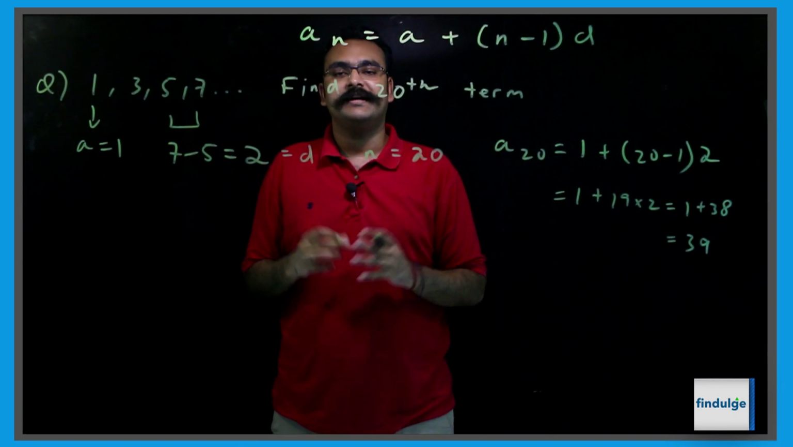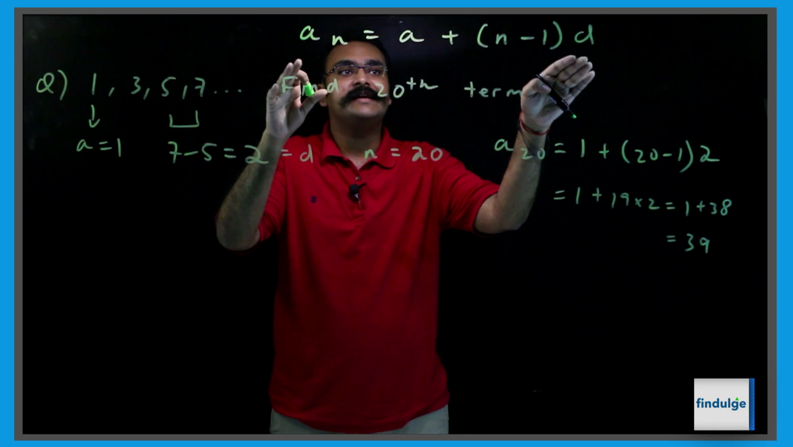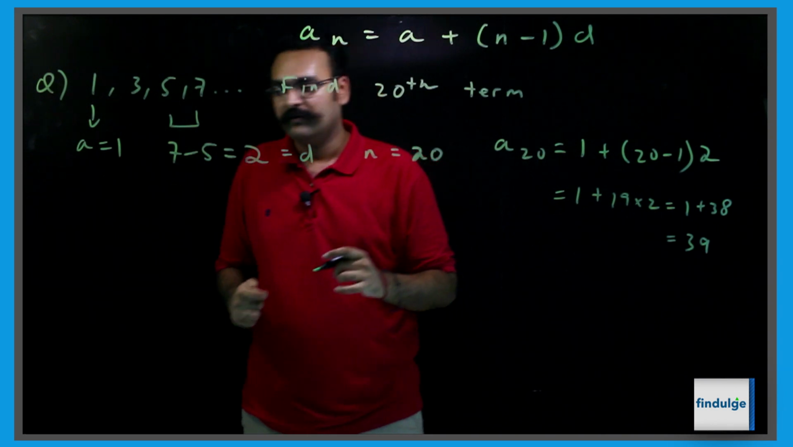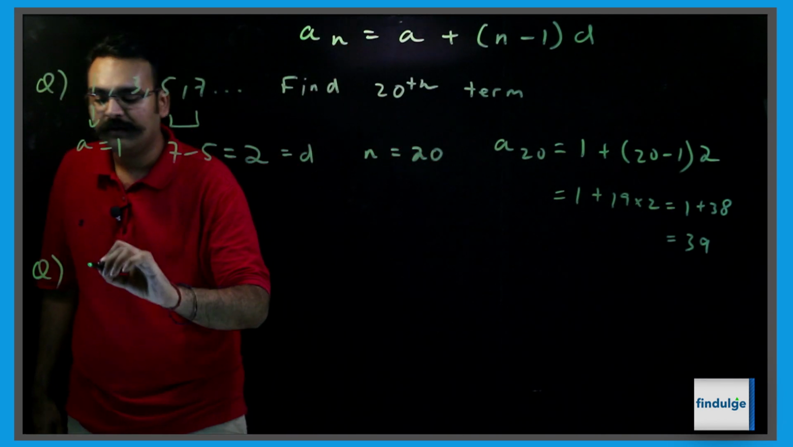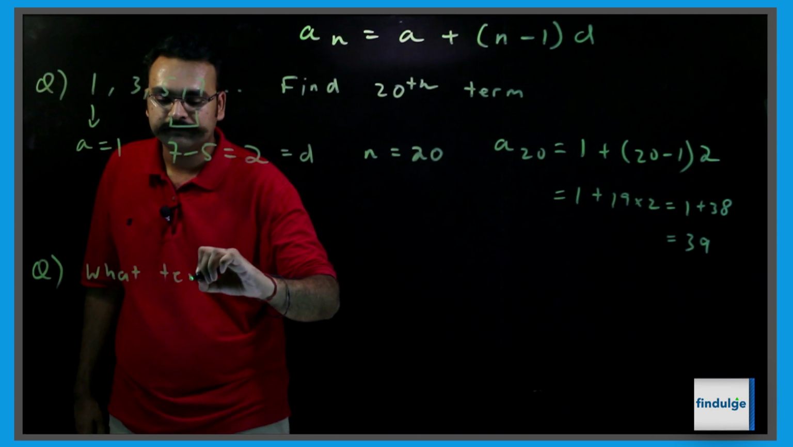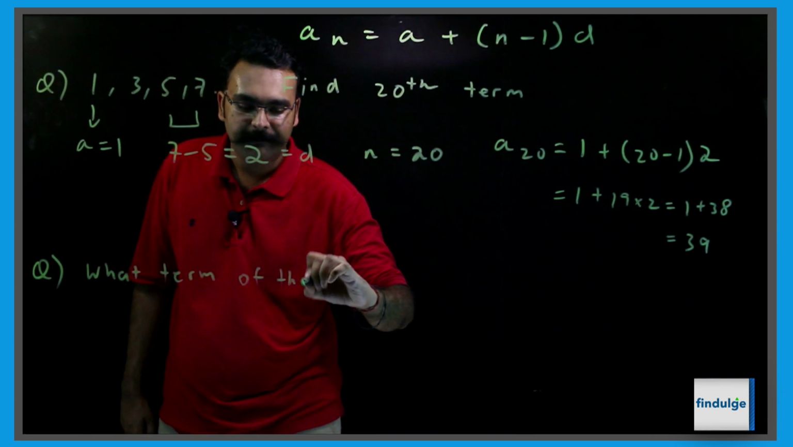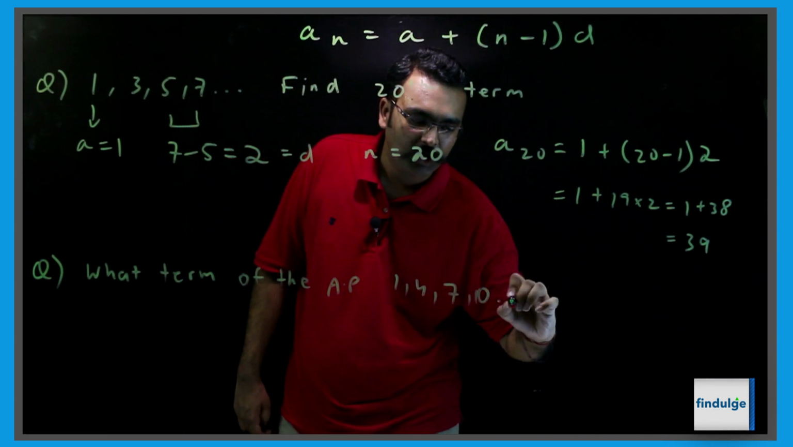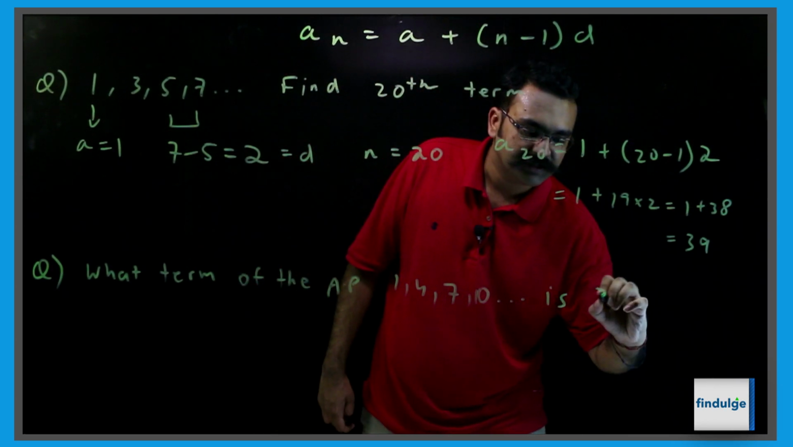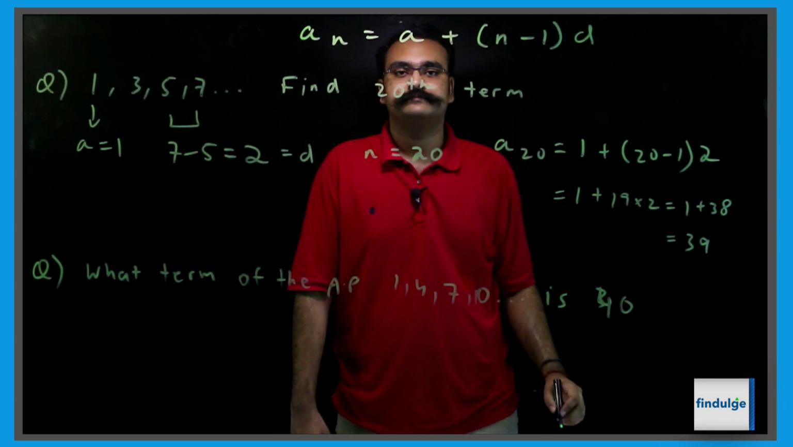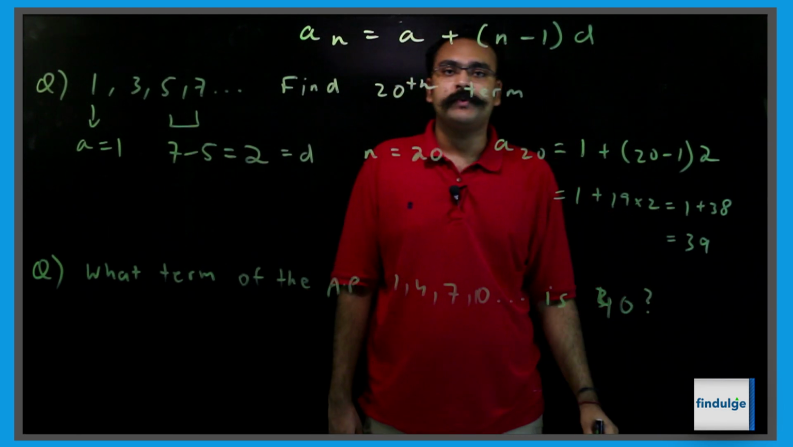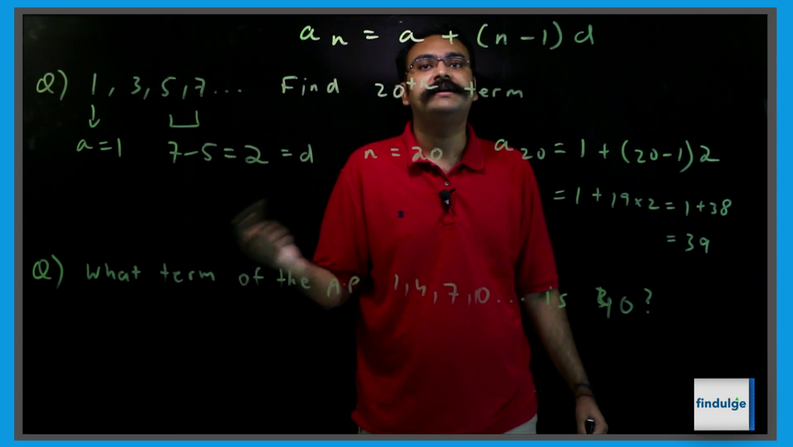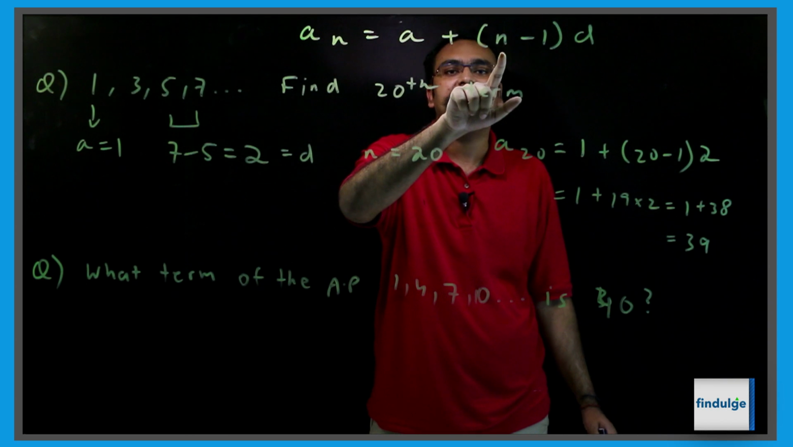Another type of question is one in which you will be given a different set of things out of all of the things here and be asked to find the missing one. For example, the question could be, what term of the AP 1, 4, 7, 10, ... is 40. So in this question, they've given you A of n and they're asking you to find what term of the AP, meaning they're asking you to find n.